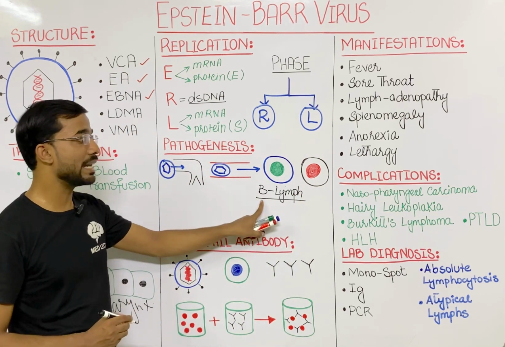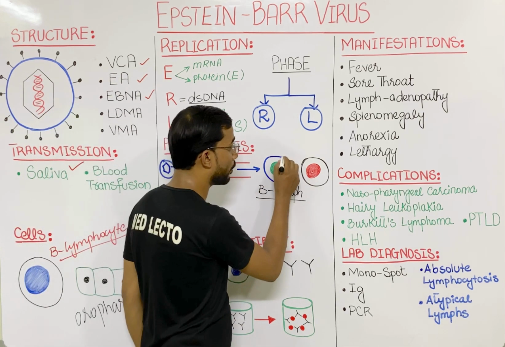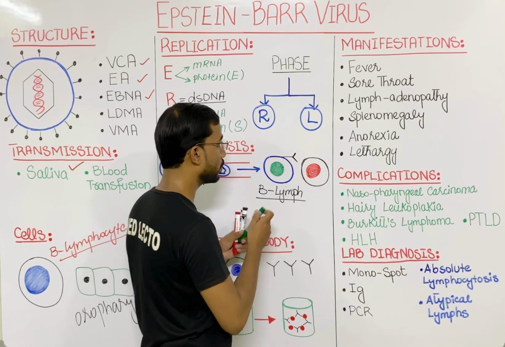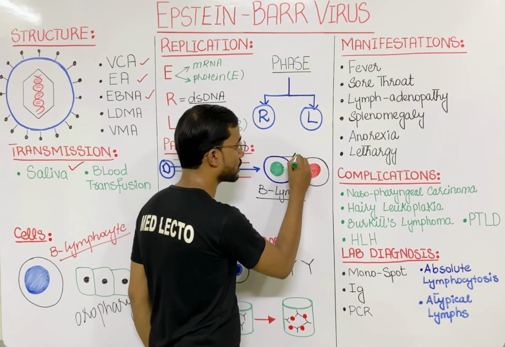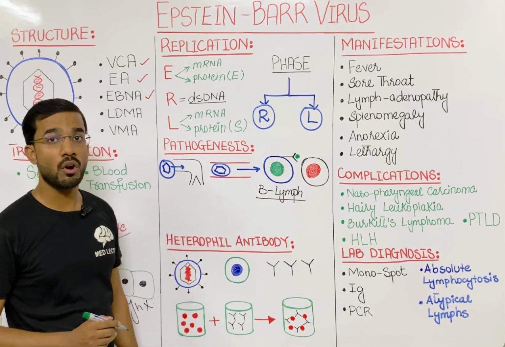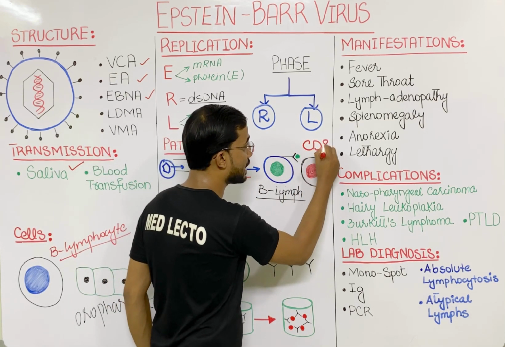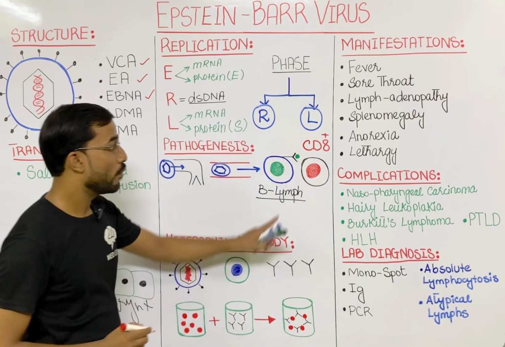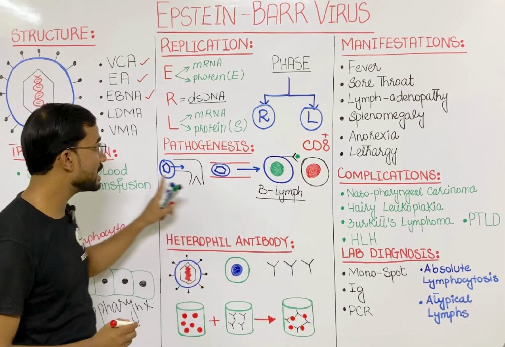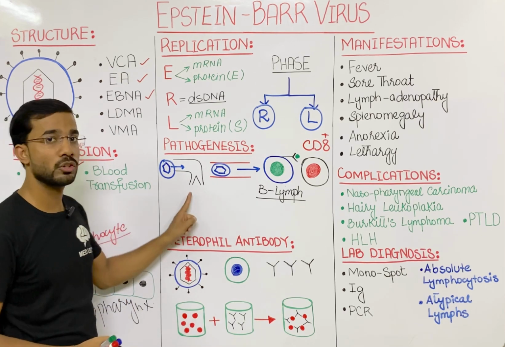After that, B lymphocytes will present the viral components on their surface through the major histocompatibility complex. After that you will see the cytotoxic T cell, or CD8 positive cell, destroy the infected B lymphocytes. So here is the pathogenesis of the Epstein-Barr virus. First of all, the virus enters into the oropharynx.